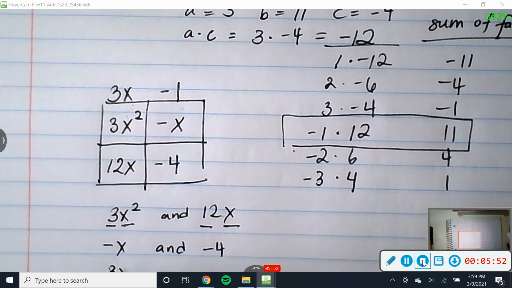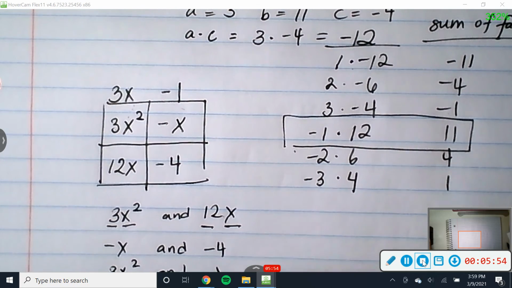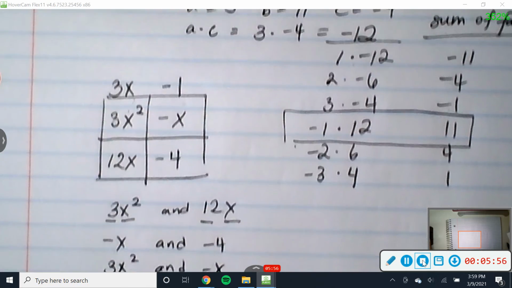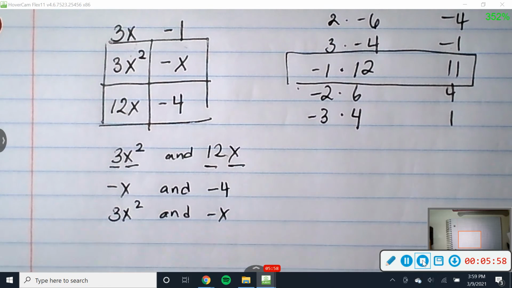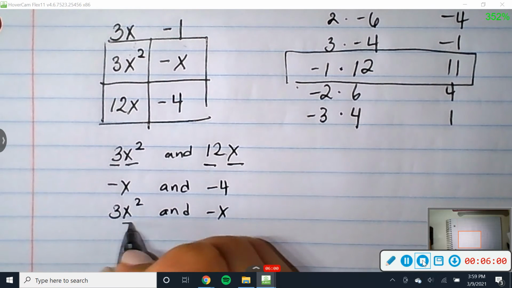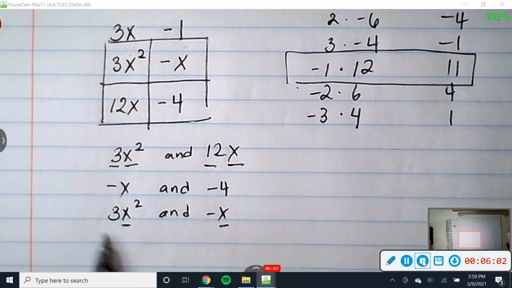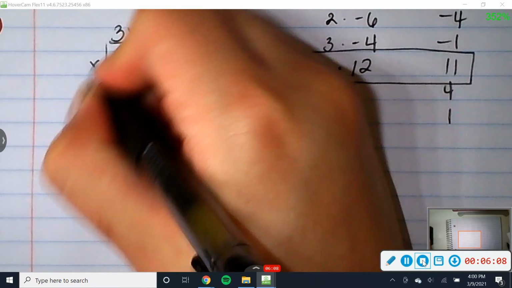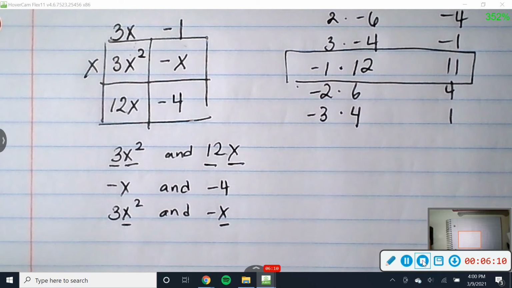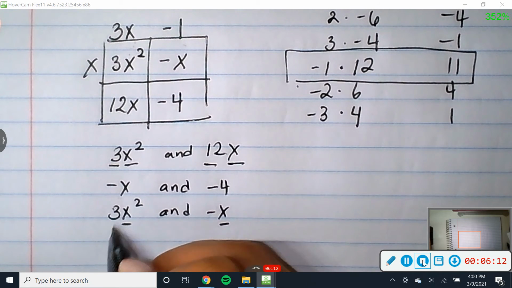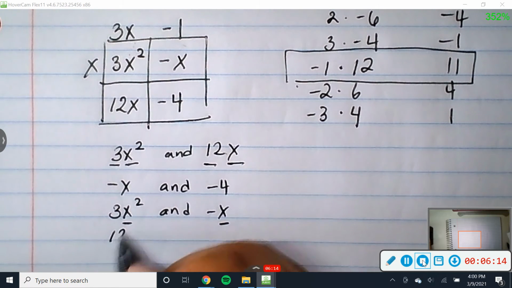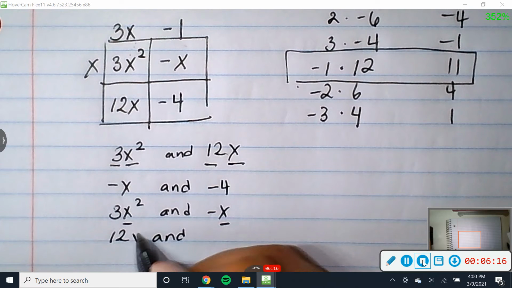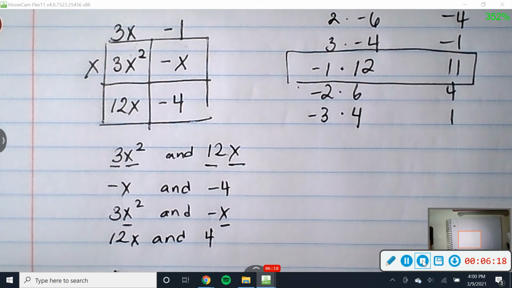3x squared and negative x. Now this only has a GCF of our x variable. Because this is positive, our GCF is just going to be positive 1 and x. So we can just write it as just x. Next, our last two pairs, 12x and 4, have a greatest common factor of positive 4.